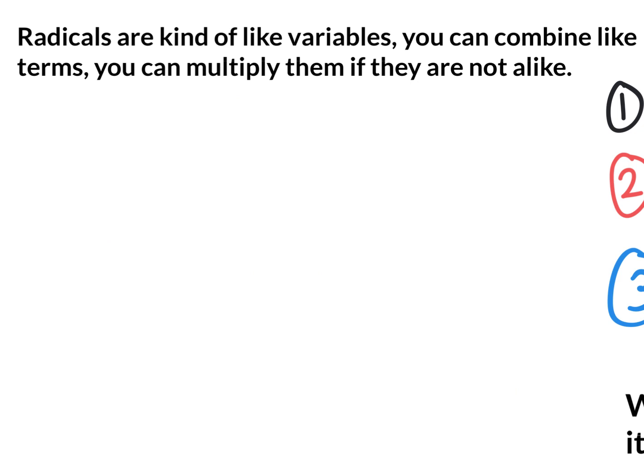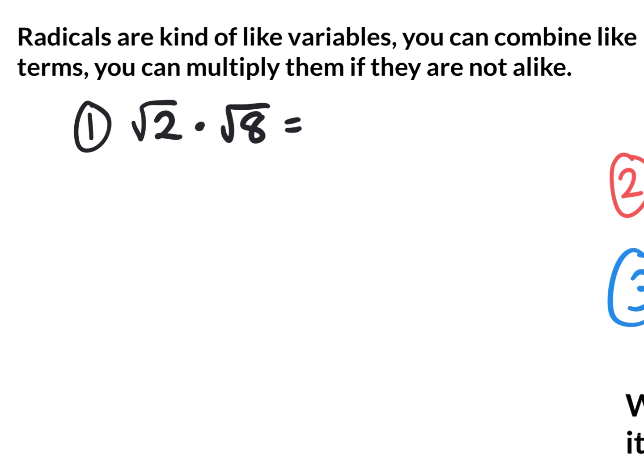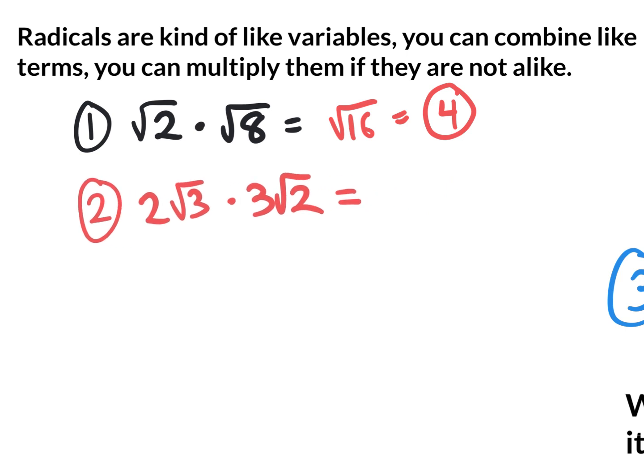Let's take a look at not just adding and subtracting, but how about multiplying? We have the square root of 2 times the square root of 8. We could multiply those together. What do I get? And what is the square root of 16? 4. Thank you. That's a little harder than what I thought, right?